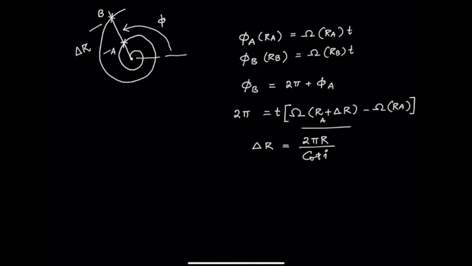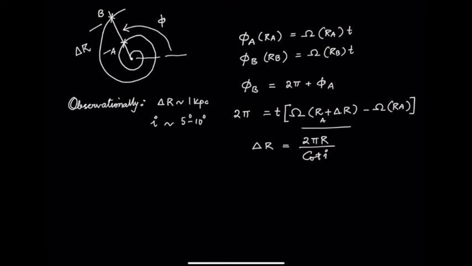Now, let's say what was observed. Observationally, we have seen so many spiral arms in so many spiral galaxies. So observationally, it is found that the delta r, which is the distance between two spiral arms, is at least 1 kiloparsec, sometimes more. And i is more like 5-10 degrees, even more sometimes.